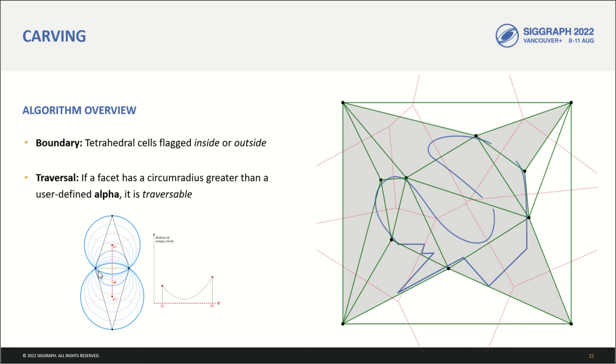That's an illustration in 2D here. We have an edge adjacent to two triangles. This is the pencil of empty circles. This is the radius of empty circles. And if the minimum here is larger than the alpha parameter, we say that the edge is traversable. And we traverse, of course, only if the adjacent cell does not intersect the input.